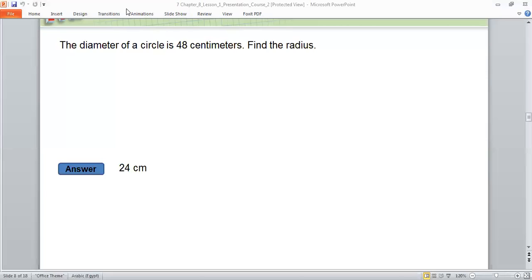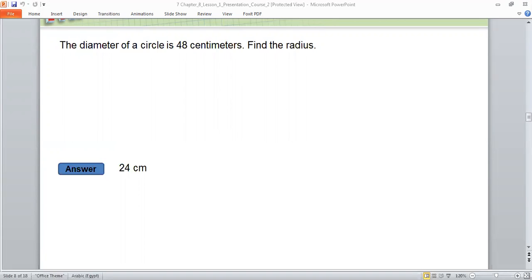The diameter of the circle is equal to 48 centimeters. Find the radius. Okay, Ahmed, how can we find the radius? We said if I need the radius, it is equal to what? The radius is half the diameter.